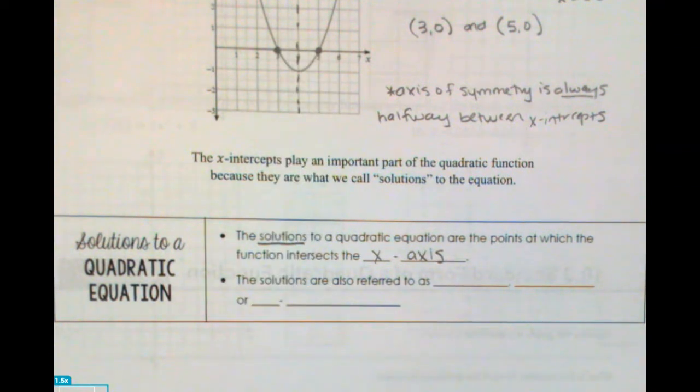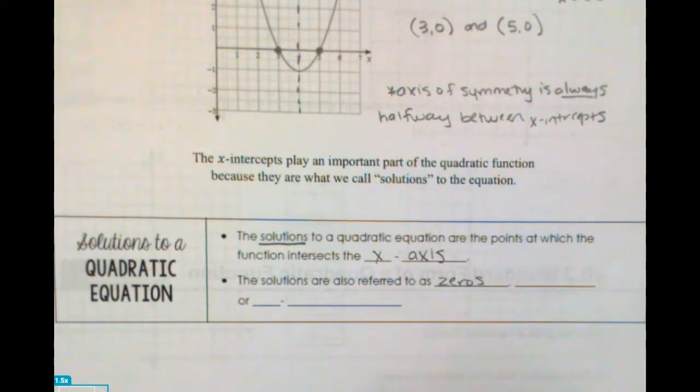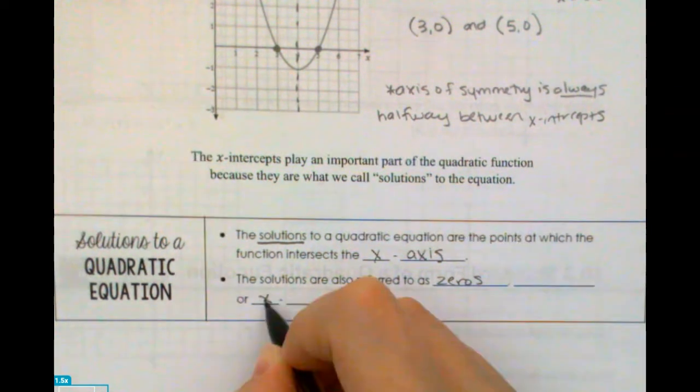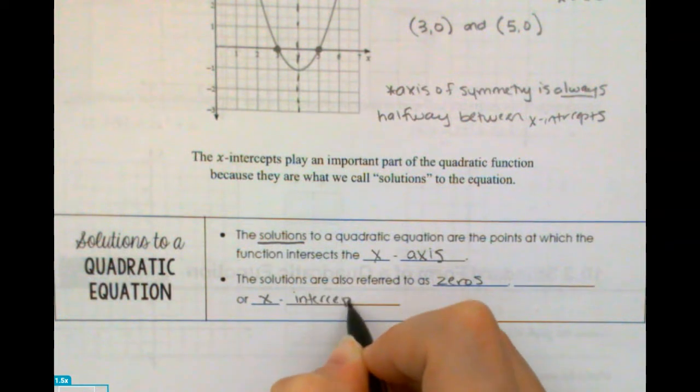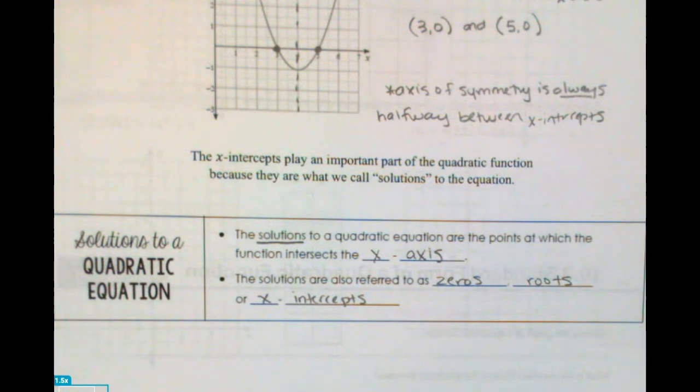Now, these have lots of different names, and I think we talked about this in 10.1, but we can call these solutions, we can call them zeros, we can call them x-intercepts, and we can also call them roots. I think roots is a new word. I don't know that I've used that word yet, but we can call them roots. So all of these words, basically 4 of these words, solutions, zeros, roots, x-intercepts, all really mean the same thing: the place where the parabola touches the x-axis.